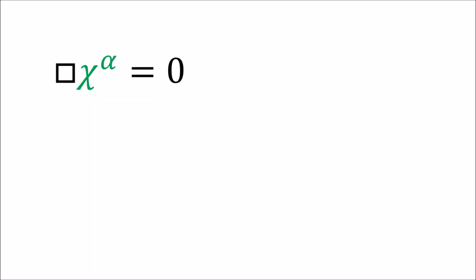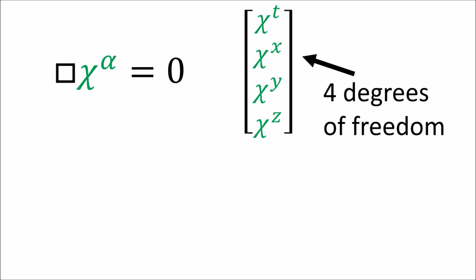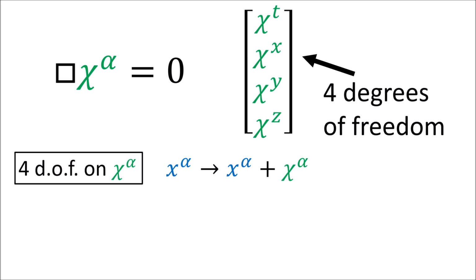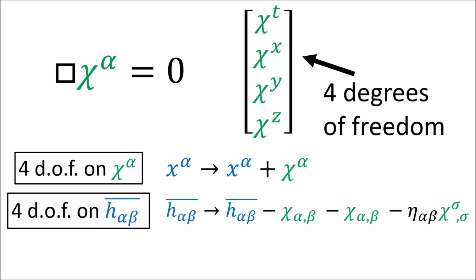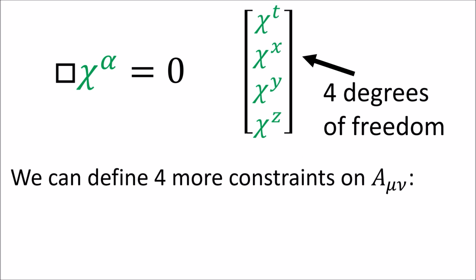Since we can invent a 4-component displacement field chi that keeps us inside the Lorenz gauge, we have 4 degrees of freedom that we can specify without leaving the Lorenz gauge family of coordinate systems. Since the displacement field ultimately determines the metric perturbation h bar, this means we also have 4 extra degrees of freedom on h bar, or equivalently the wave amplitude A. So we can define 4 more constraints on the wave amplitude A.